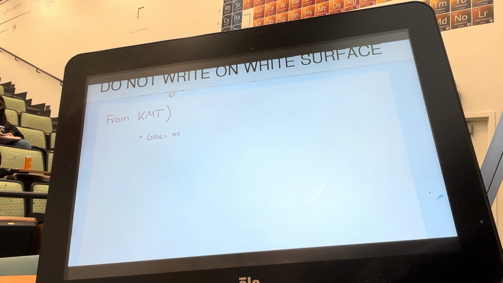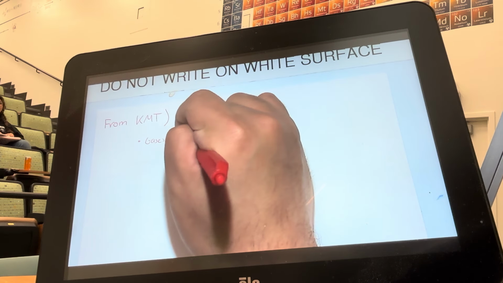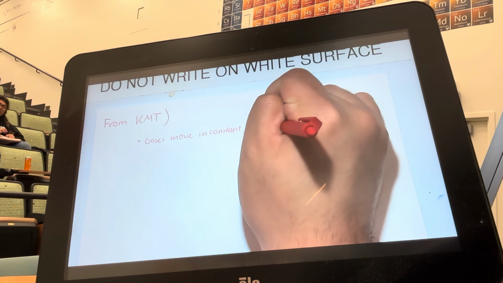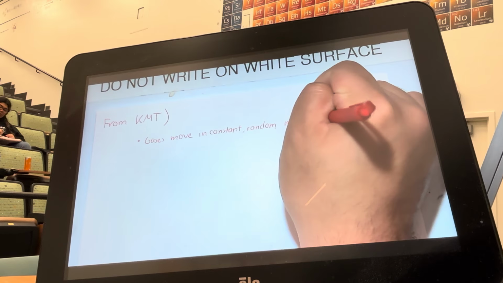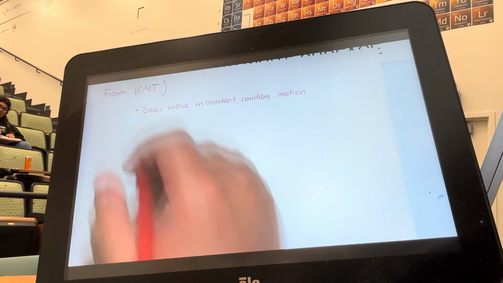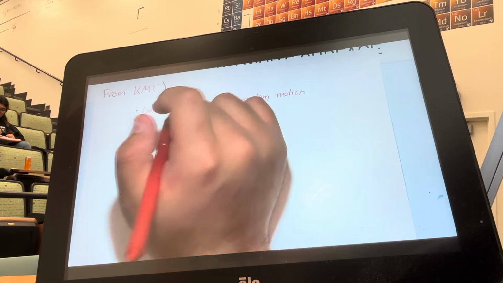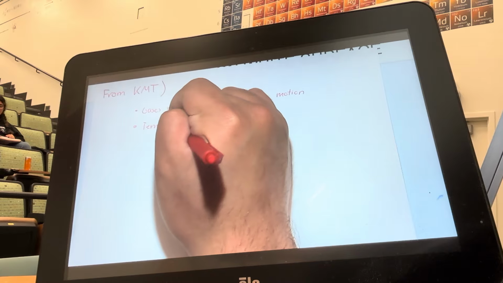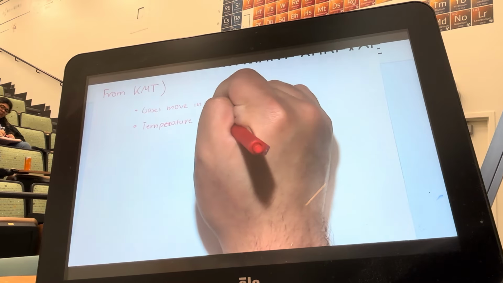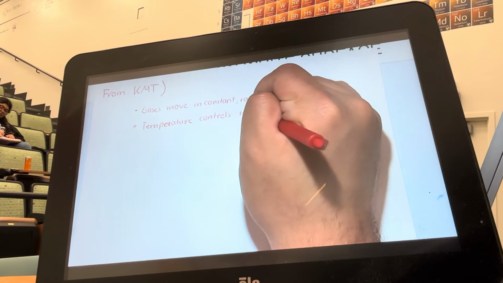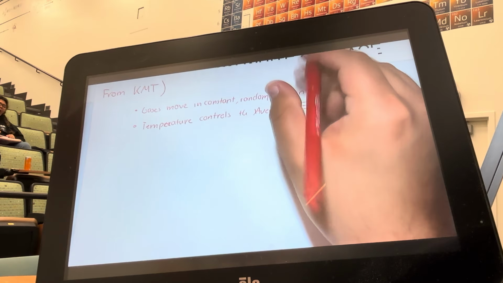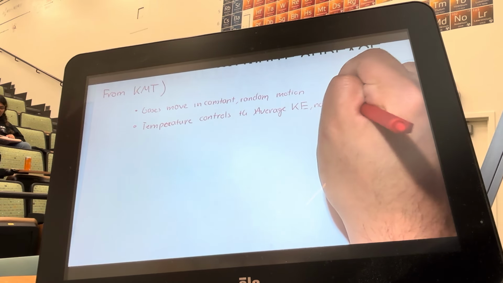Okay. So from kinetic molecular theory, we see that gas particles move in constant random motion. But the big thing here, a very important point, is that temperature, we know this because I already showed you the equation, controls the average kinetic energy, not individual speed.